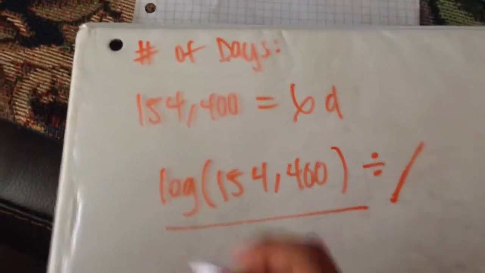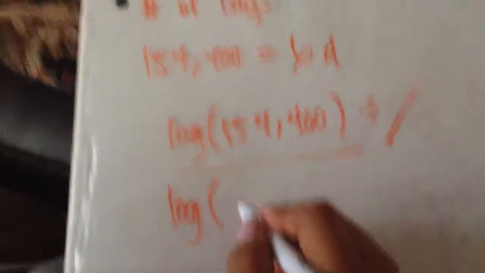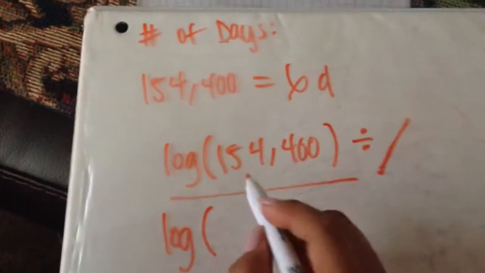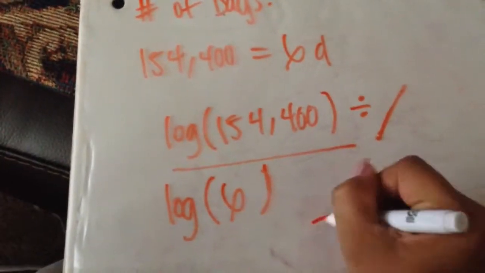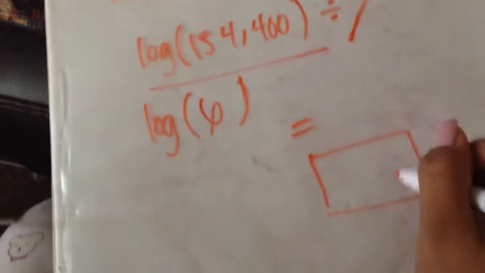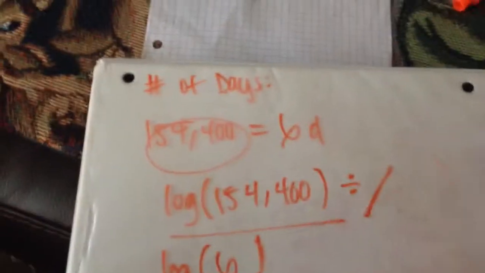Our next one is we have to press log again, and the parentheses is going to pop up again, and we need to put our next number, 6, because 6 people are getting infected a day, and don't forget to close those parentheses. And then it's going to equal how many days it's going to take for those many people to turn into zombies. So now I'm going to show you on my graphing calculator.